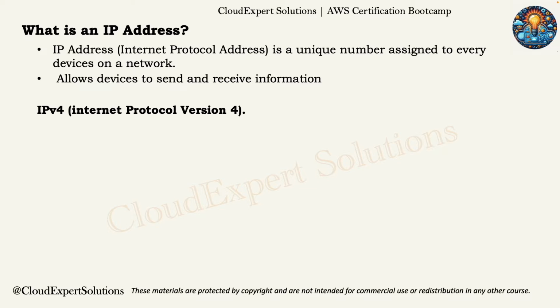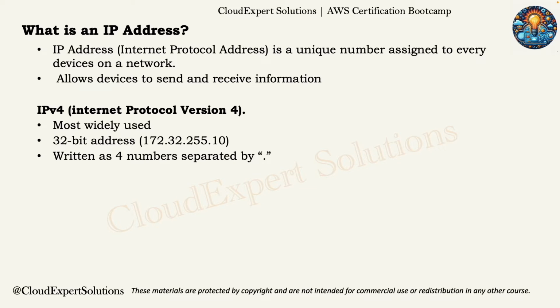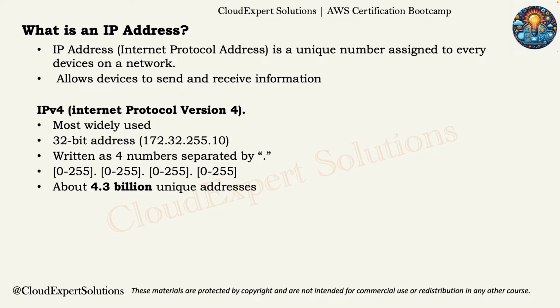The first one is IPv4 or Internet Protocol version 4. These IP addresses are most widely used. IPv4 addresses are represented in 32-bit format, and are written as 4 numbers separated by dots. Each number can be between 0 and 255, then a dot, again 0 to 255, again 0 to 255. So every one of the 4 blocks can be between 0 and 255, and these blocks are called octets. We have about 4.3 billion unique IPv4 addresses.